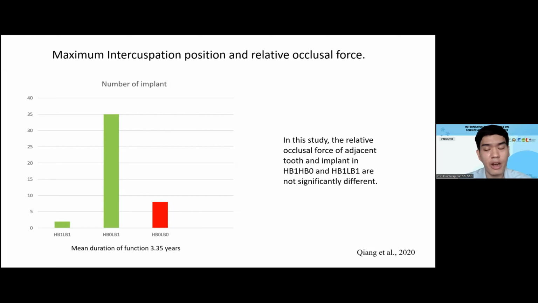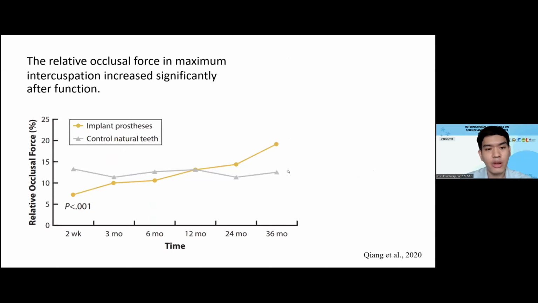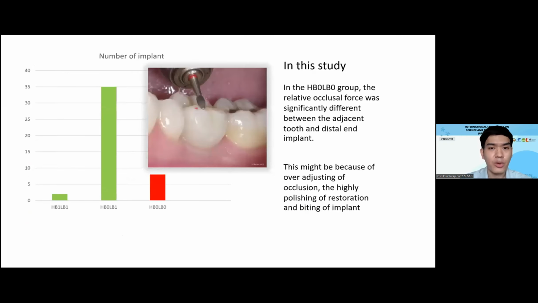Also, we have HB1 and LB1 group, which is touch in light bite and in heavy bite. This may be because of the continuous eruptions of the opposing tooth. So it corresponds to the other study from Chen in 2020 when measured the relative occlusal force of the implant after inserting the final restoration. The relative occlusal force is increasing until 3 years.